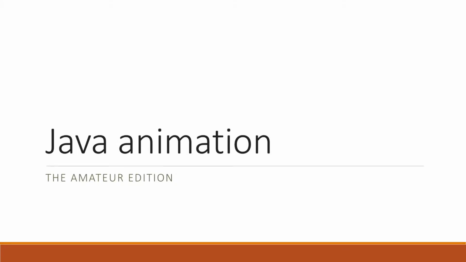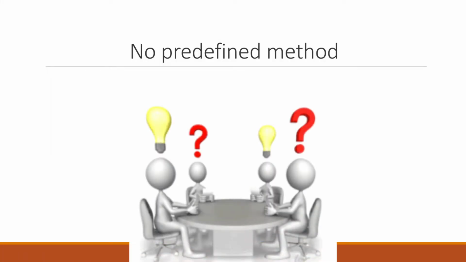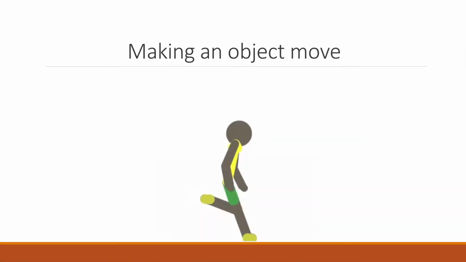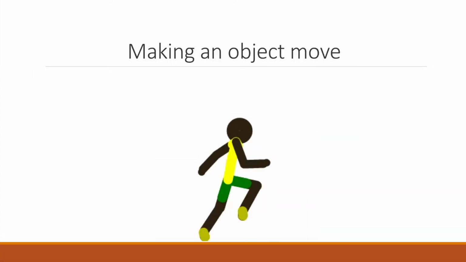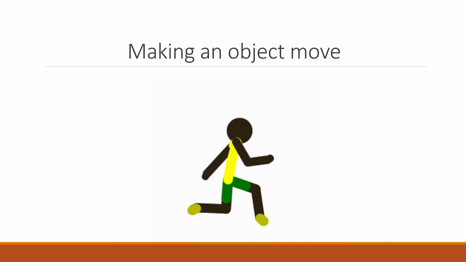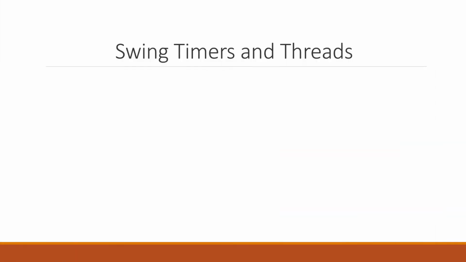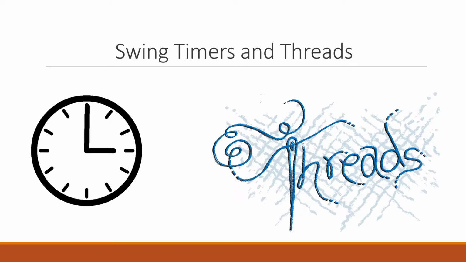You're probably asking yourself, what is Java animation? There is no single predefined method for creating animations in Java. However, all of the methods I'm about to explain have one thing in common, and that is the ability to make images move. The various techniques used to create animation include the use of swing timers and threads.